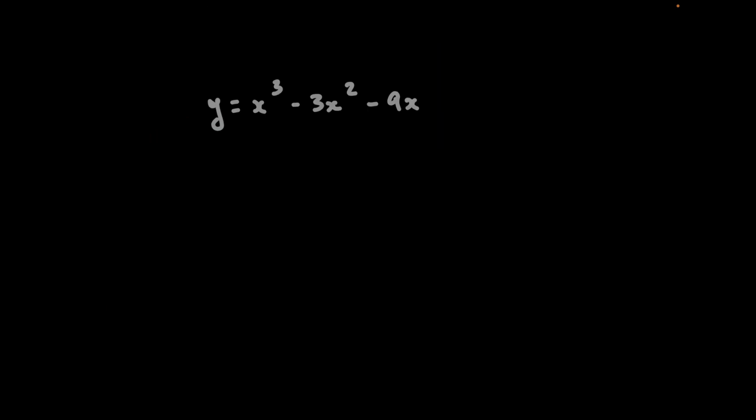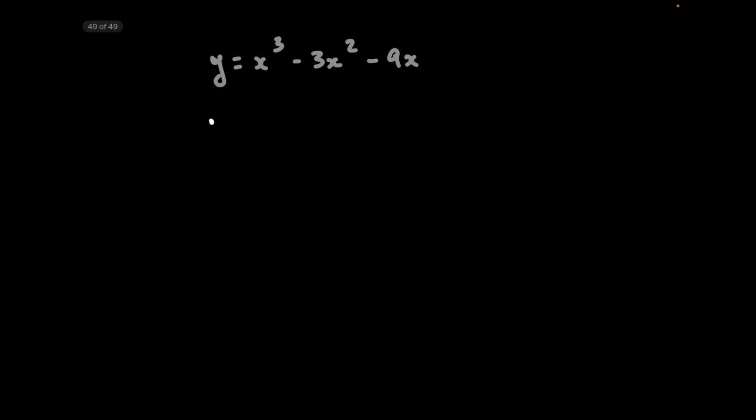Okay, this is our next question here. y equals x cubed, take x squared, take 9x. Pause the video and try to find both the stationary points as well as the nature of the stationary points for this equation here. Okay, let's first work out the stationary points.